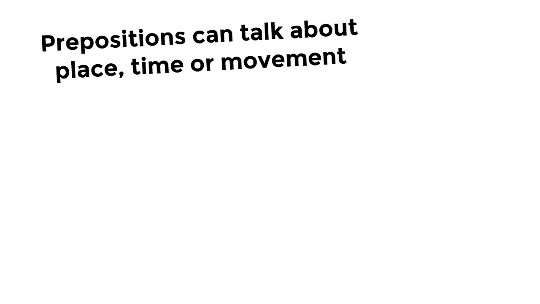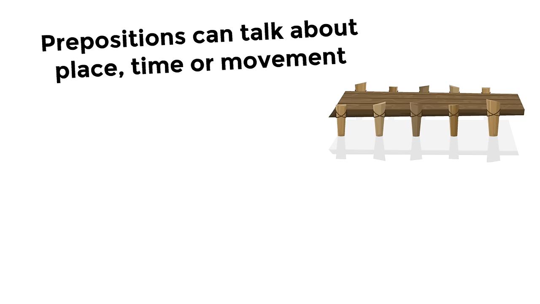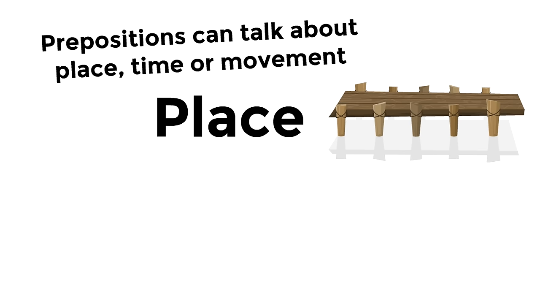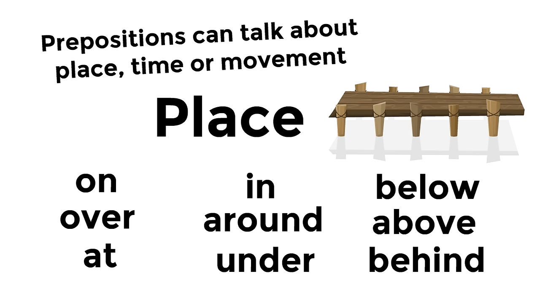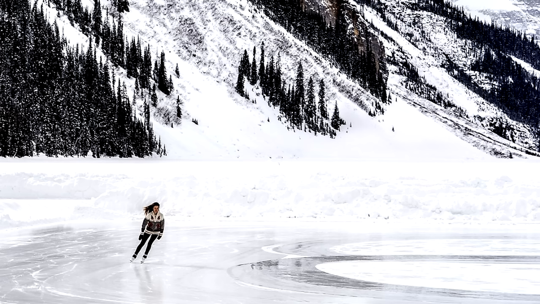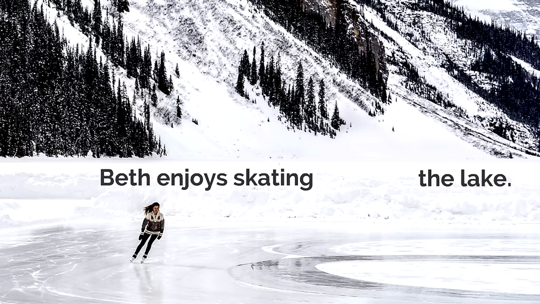Prepositions can talk about place, time, or movement. Here are some examples of prepositions that talk about place. On, over, at, in, around, under, below, above, behind. These are all prepositions that talk about place or placement. Isn't that interesting? Let's look at this example. Beth enjoys skating the lake. Uh-oh, there's a gap. We need a preposition. We're going to need a preposition that talks about place.